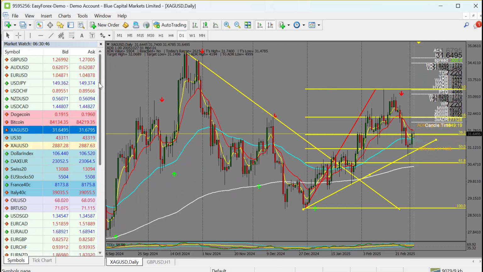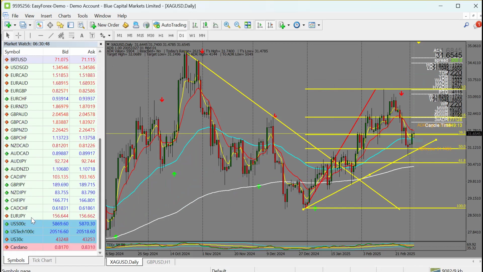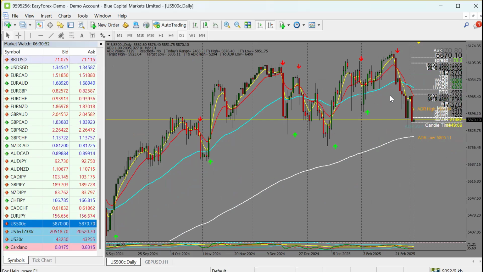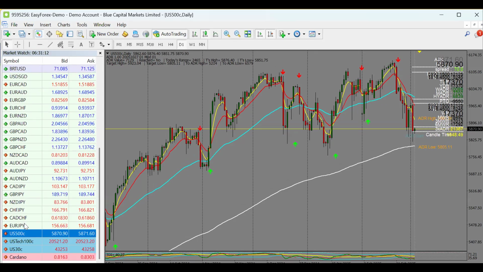Talking about the stock indices, we have the S&P 500. You saw the market yesterday selling massively. But talking about the stock indices, we're very neutral on them for now, unless we see some easing of the tariffs so that we can project ourselves for buys on these stock indices. But for now, very, very neutral on them.